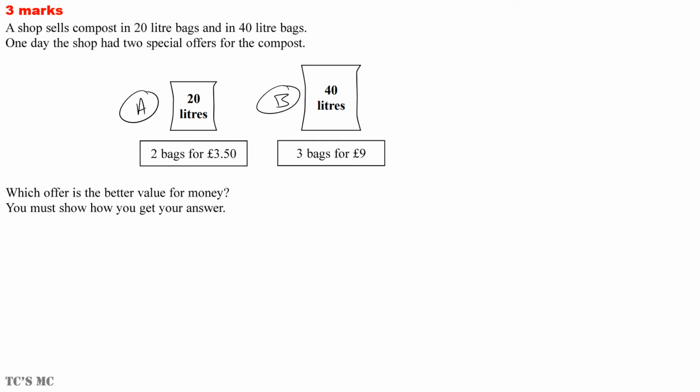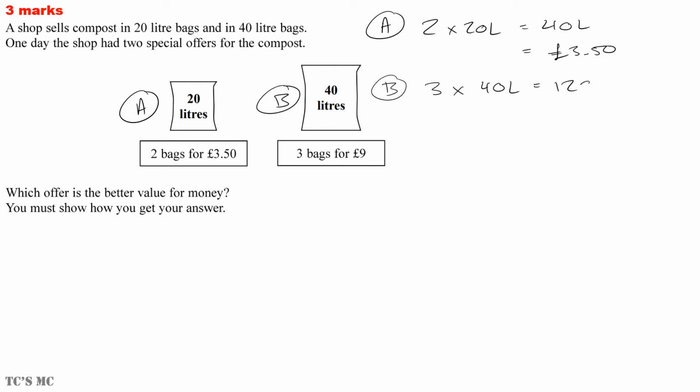Right, we need to first work out how many litres we're getting using these special offers. Offer A, we can get 2 bags, so 2 lots of 20 litres. That's 40 litres, which costs £3.50. Using offer B, we can get 3 bags, so 3 lots of 40 litres. That means 120 litres at a price of £9. We now have 1 mark.